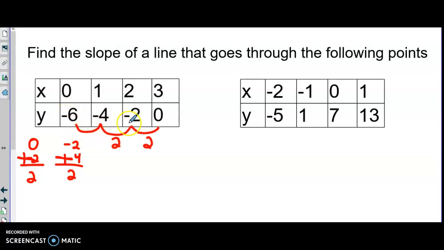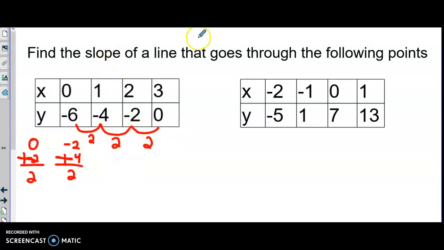We are adding 2 each time. So our next one will be 2, then 4. So the sequences do tie into this slope really well. Here our rate of change for the y is 2. We are getting 2 bigger each time.